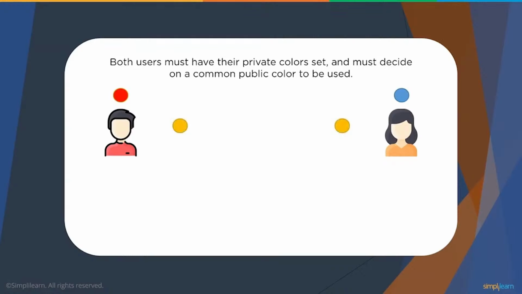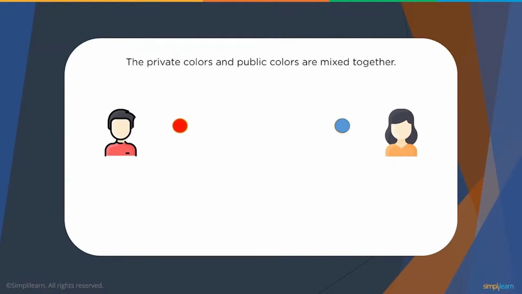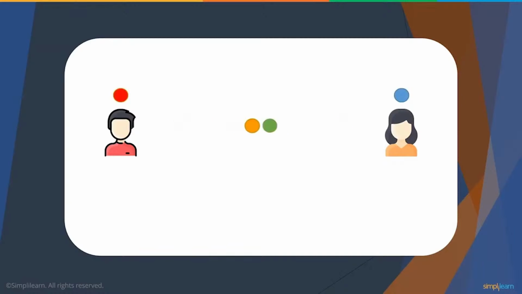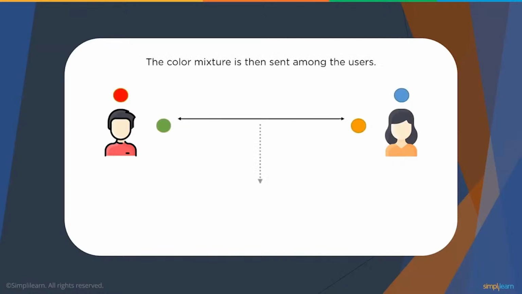In the next step, both users have to mix their private colors and the publicly decided common color. After mixing, we are going to get a new color mixture with each of the users. Once we receive a new mixture for each user, this mixture is then sent to each other. Now this is done over an insecure channel, which means this communication can easily be intercepted by any malicious actors who are listening on to the channel.